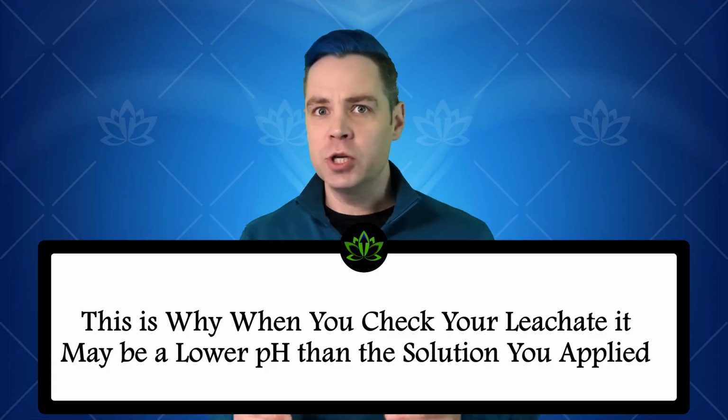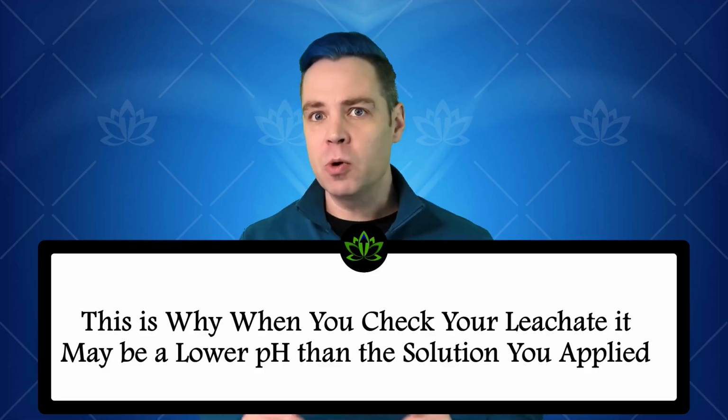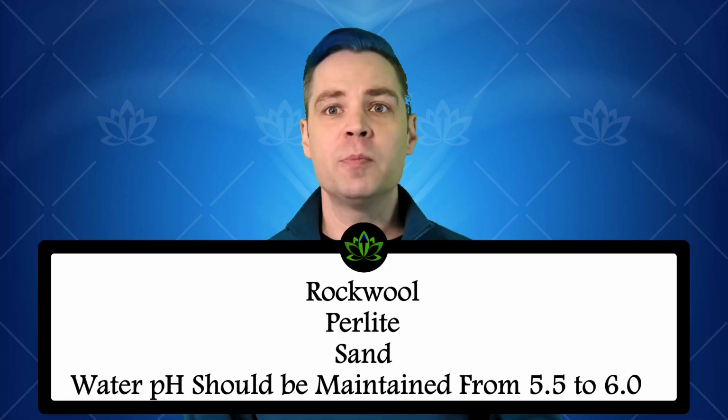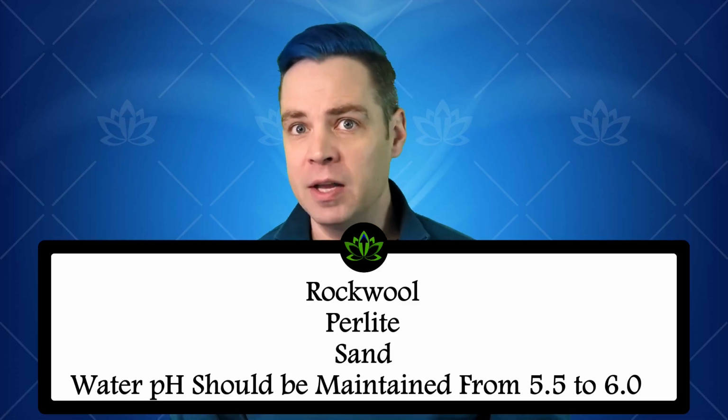This is why when you check your leachate, it may be at a lower pH than the solution that you applied. For inert substrates such as rockwool, perlite, and sand, the water pH should be maintained between 5 and 6 to maximize nutrient uptake. These substrates have a low CEC, so they hold fewer cations, and all the nutrients must then be provided by the fertilizer solution.